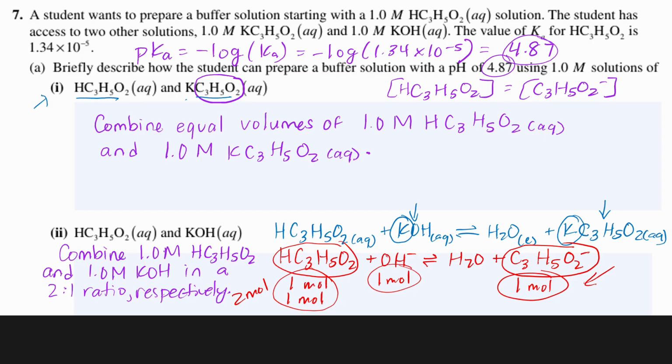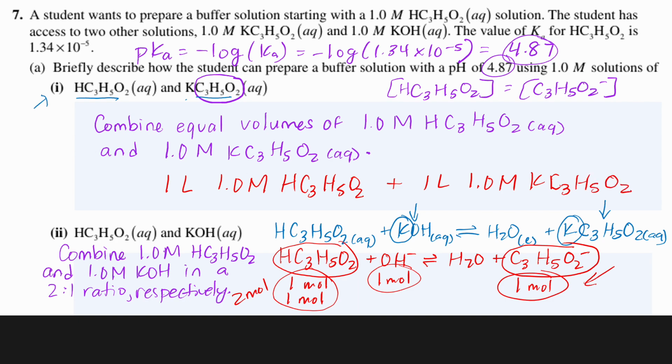You could say 1 liter of 1.0 molar propanoic acid and 1 liter of 1 molar potassium propanoate. So you can do that, and then on the bottom you would do 2 liters of 1 molar propanoic acid with 1 liter of potassium hydroxide. So if you would rather put a value on it, that would be totally fine. That would still get you the points.